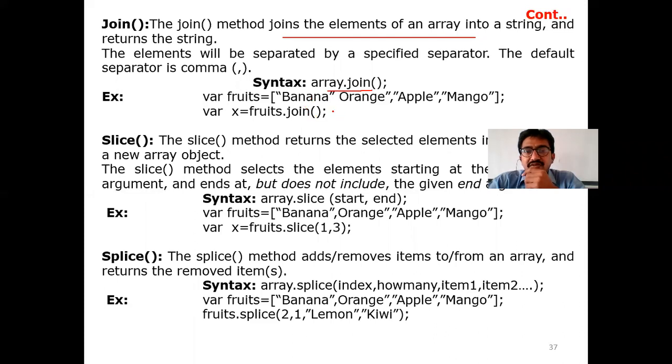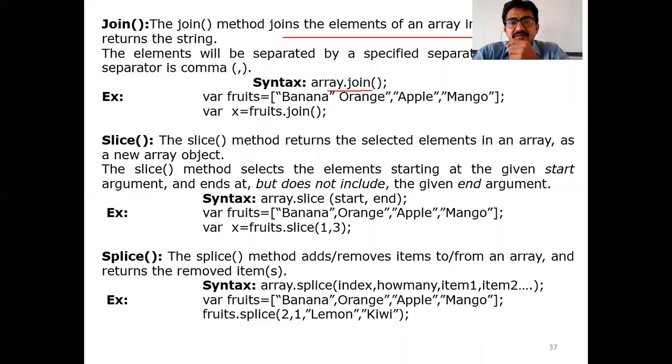So just remove that one comma operator and it will be combined over there. That is the purpose of join. Slice returns the selected elements in an array into a new object, starting at a given point. Slicing is what we have.